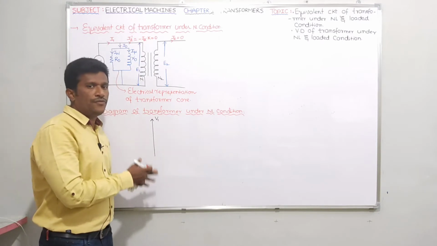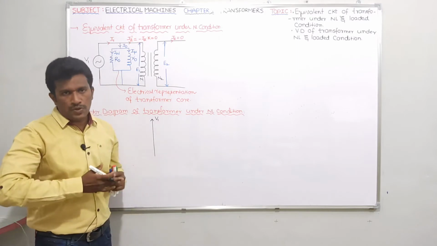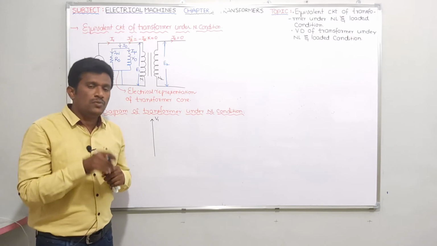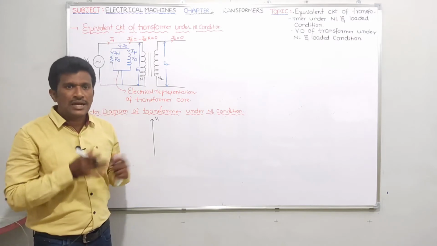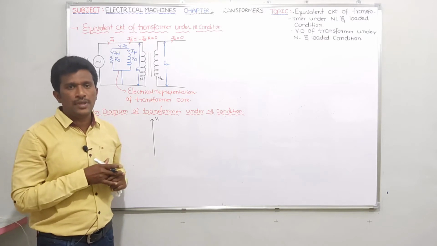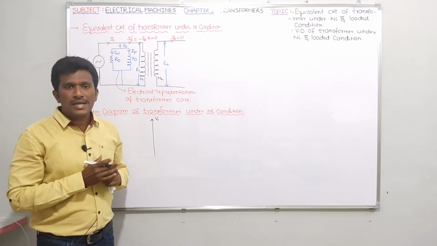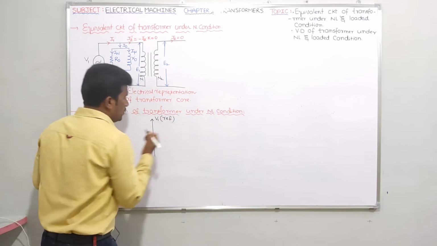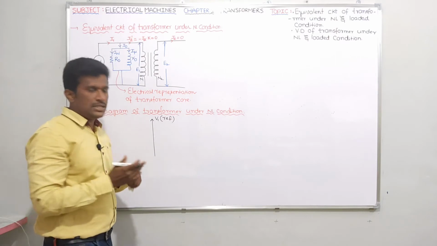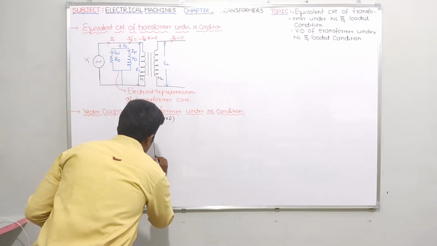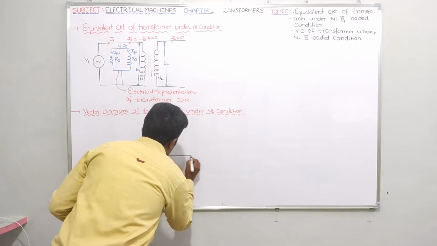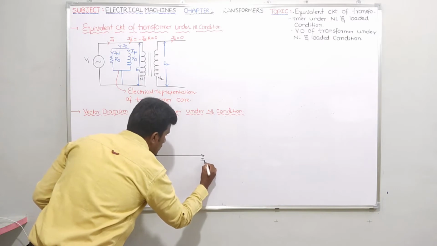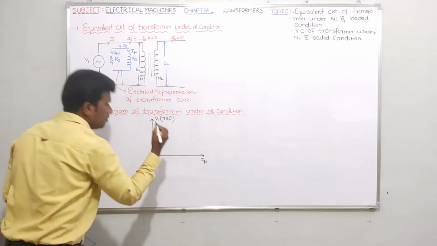Without watching that video, if you come and watch this video, it is not possible to understand. In the previous video I told, for example, what is the angle between V1 and IMU? 90 degrees. That I explained in the previous video. IMU lags V1 by 90 degrees. Therefore V1, which I just drew, is the reference for us. With respect to V1, IMU lags V1 by 90 degrees. Yes or no?